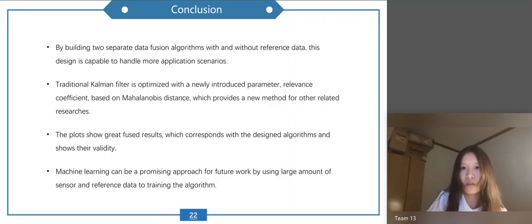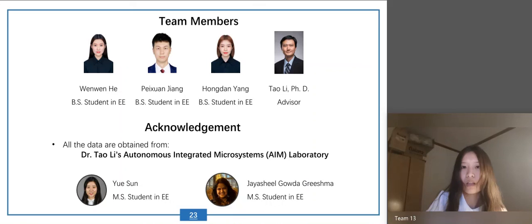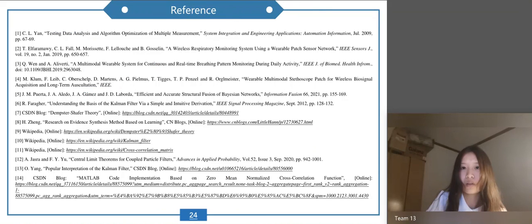And the plot shows great fused results which correspond with the designed algorithms and show their validity. Machine learning can be a promising approach for future work by using a large amount of sensors and reference data to train the algorithms. This slide shows the team members and acknowledgements, and this slide shows the references.